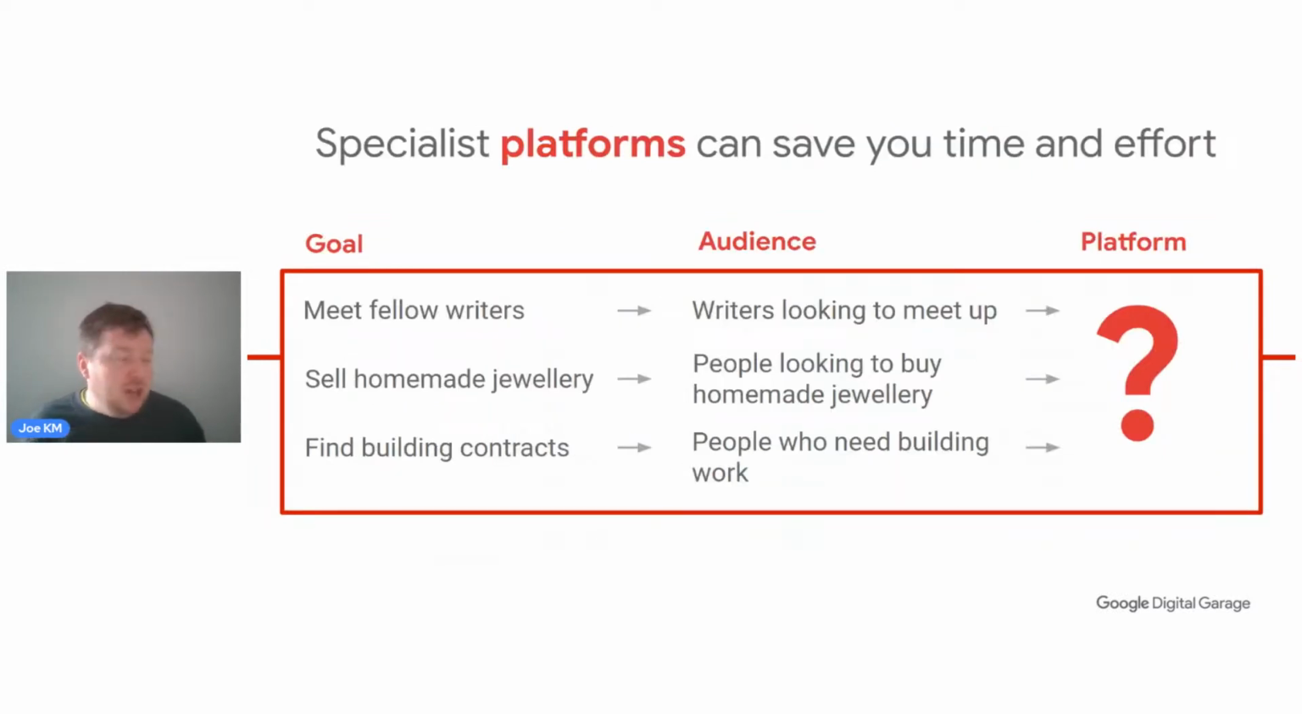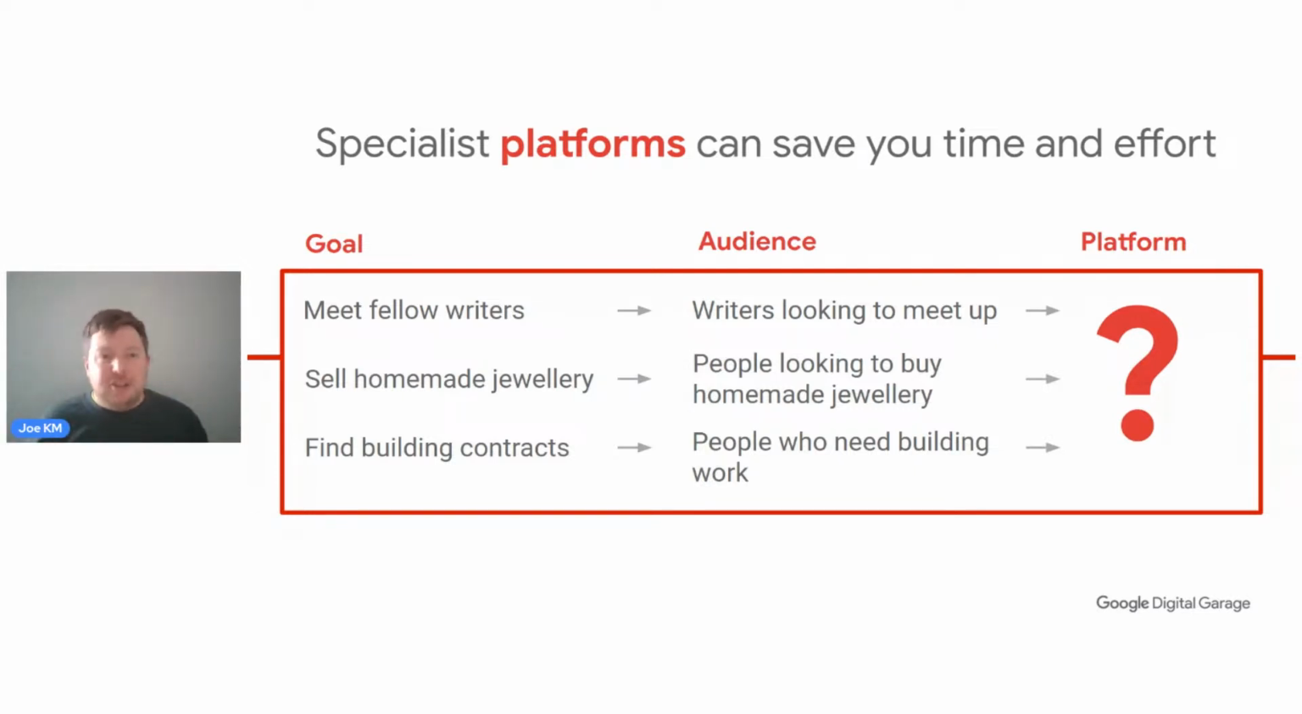Specialist platforms. Sometimes rather than building a mountain and thinking they will come, it's worth actually going, well, what could I do here? Right. I want to meet fellow writers. I want an audience of writers looking to meet up. So I could go on Facebook, I could go on all these different platforms, but there's also a website called meetup.com, which is basically that entire concept wrapped in a nutshell.